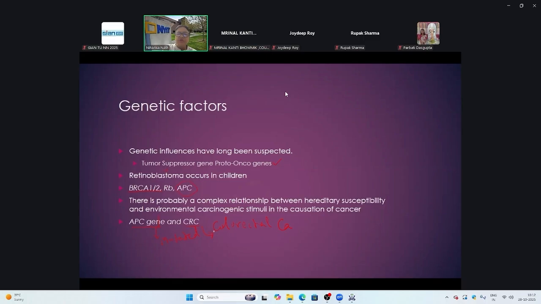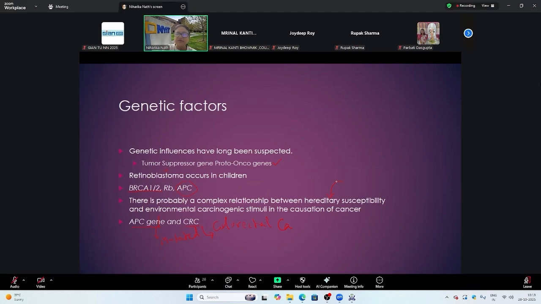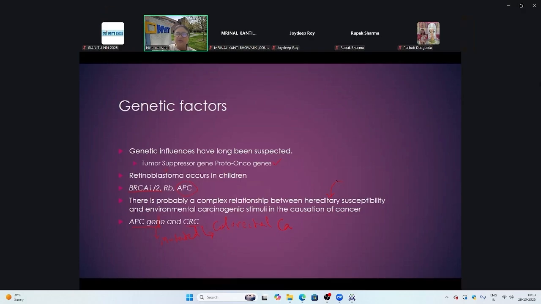So overall, there seems to be a very complex relationship, even if there is a hereditary susceptibility that, together with environmental carcinogens, do you or don't you get the cancer? Doesn't one get the cancer? And does it lead to the cancer? And why did it not lead to the cancer if we think that it's supposed to happen? So it's a combination of complex relationship of factors.